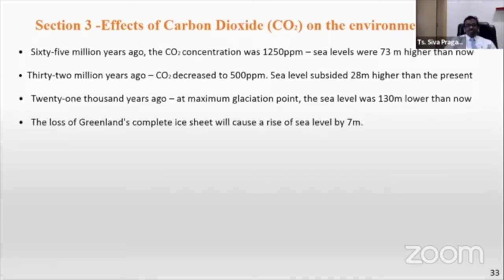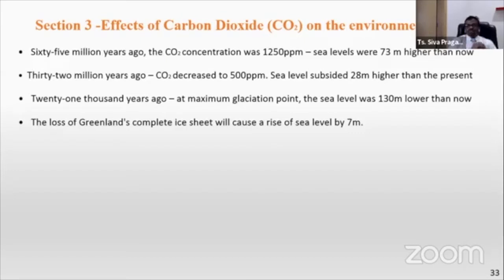Now, the effects. The loss of Greenland's complete ice sheet will cause a rise in sea level of 7 meters. This is just Greenland alone. We call it Greenland, but it's not green, it's filled with ice, similar to Iceland, which we call ice but has more green. So Greenland is completely filled with ice, but if it melts, the sea level will rise by 7 meters.